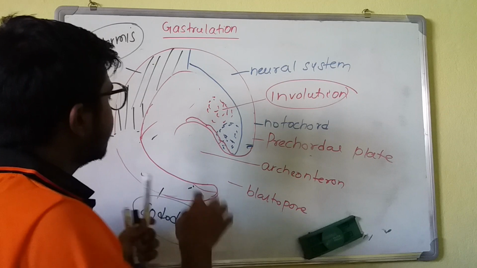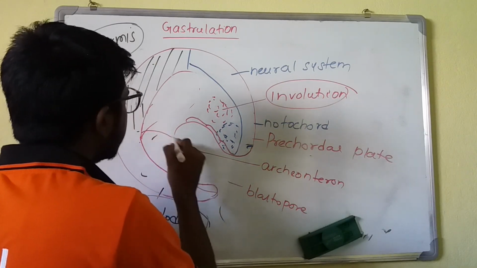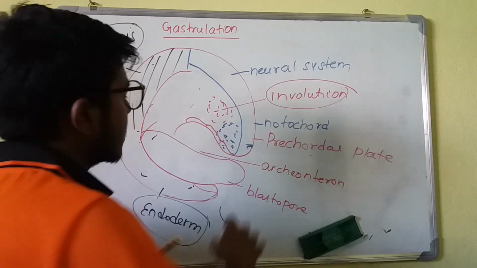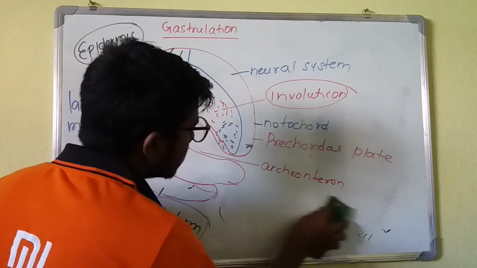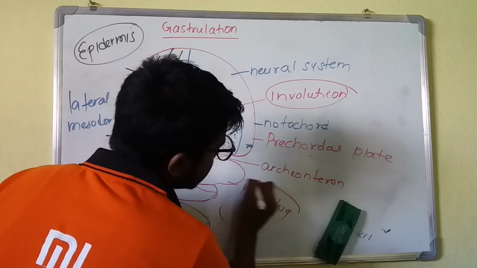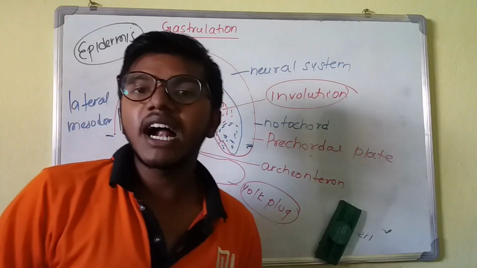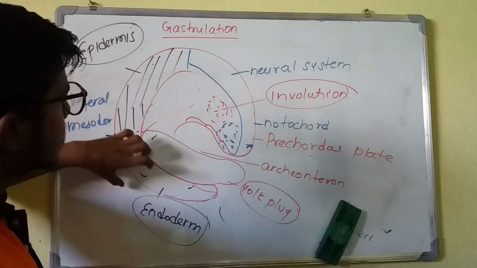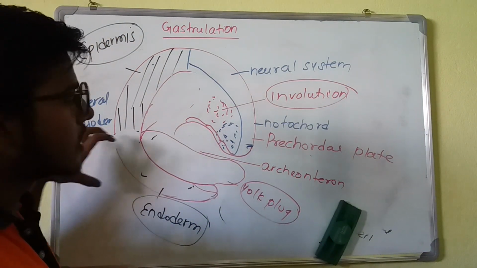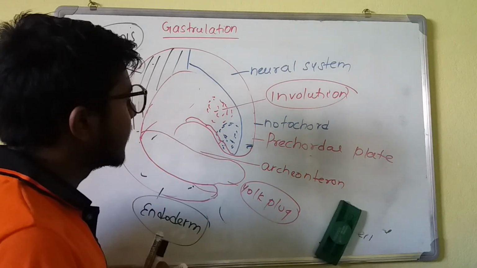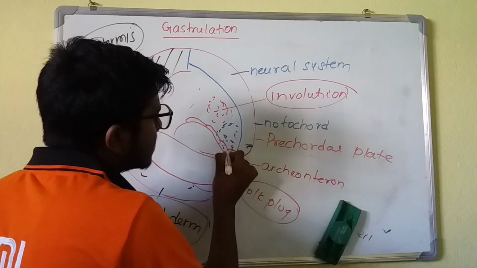At the same time, the endoderm will be displaced a bit to the outside. And this part is known as the yolk plug. So the yolk plug is nothing but just a protruding part of the endoderm due to the migration of excess ectodermal tissue, or the micromeres over the megamere.